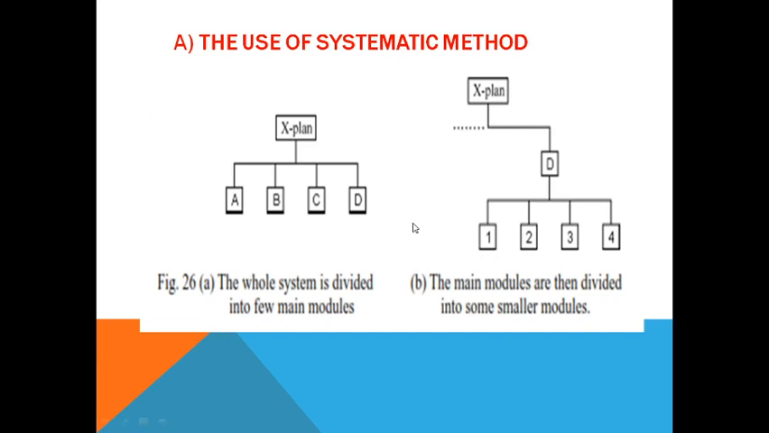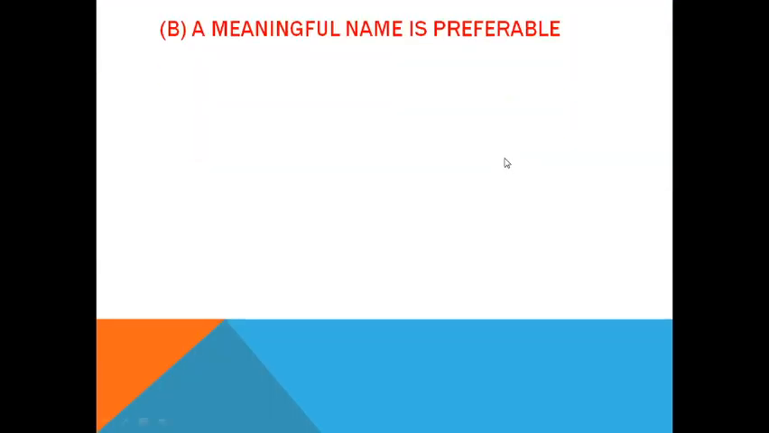For example, this is shown here in figure 26a. In the figure the whole system is divided into a few main modules like A, B, C, D, and so on, and then the main modules are divided into smaller modules, meaning D is divided into 1, 2, 3, 4. So we have to first divide the program and then we have to program each module in detail. Now the next point is we have to prefer a meaningful name.